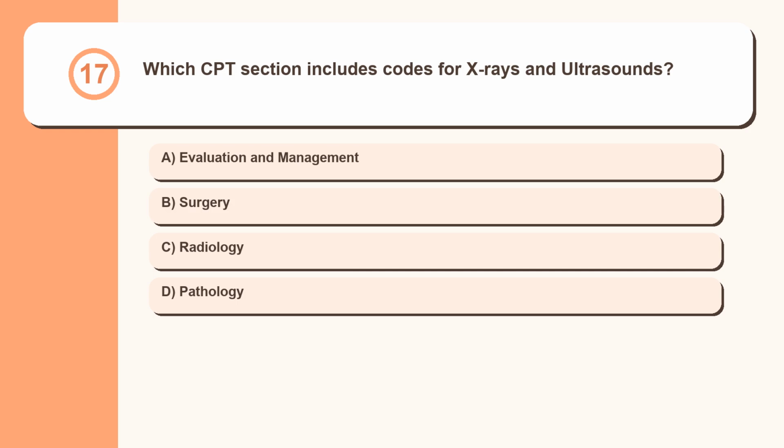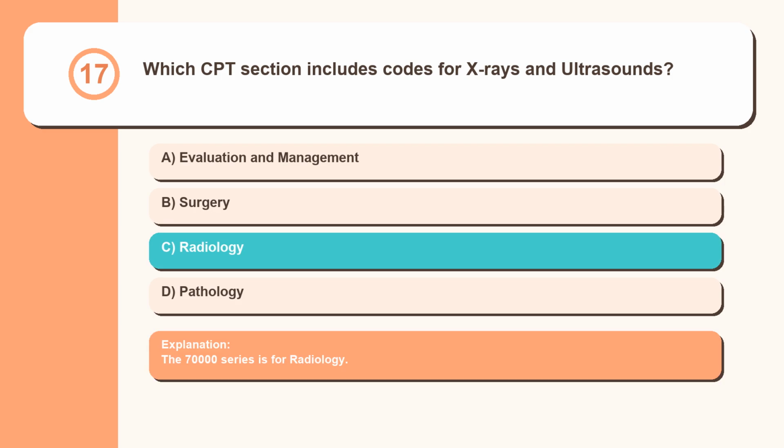Question 17. Which CPT section includes codes for X-rays and ultrasounds? Evaluation and management, surgery, radiology, pathology. The 70,000 series is for radiology.